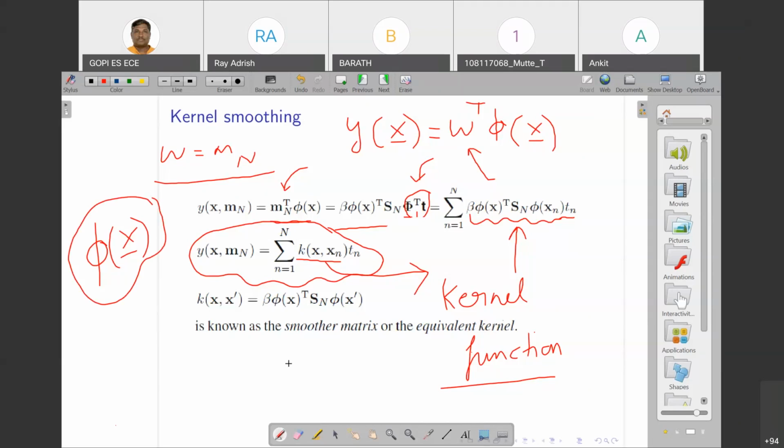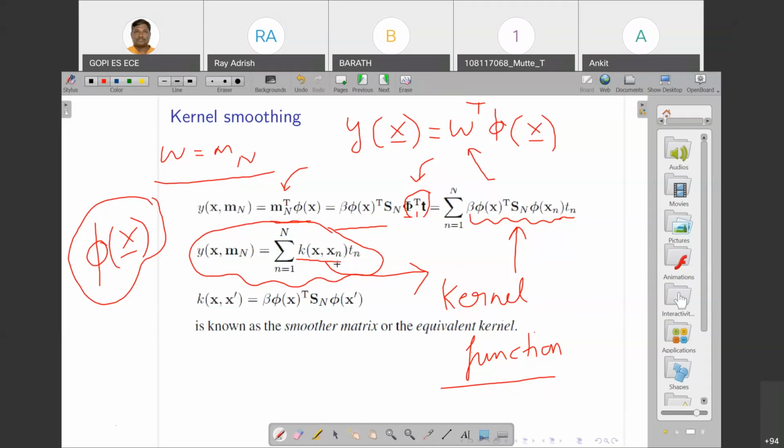you are actually going directly for what is called the kernel function. The kernel function is one which we must be able to decompose, or represent, this k of x comma xn as the product of this term, phi of x transpose Sn phi of xn, right? So an arbitrary function cannot be viewed as a kernel function. You must be able to decompose it like phi of x transpose Sn phi of xn.